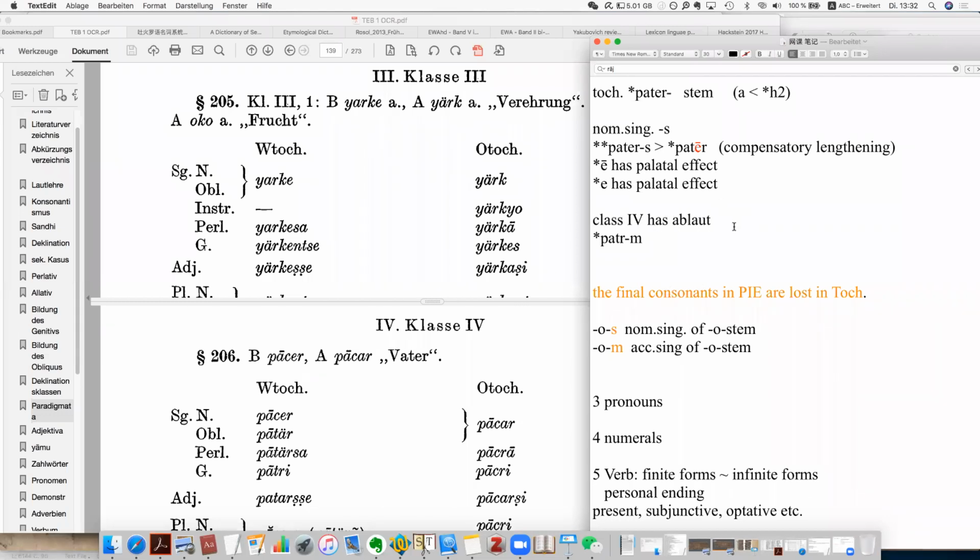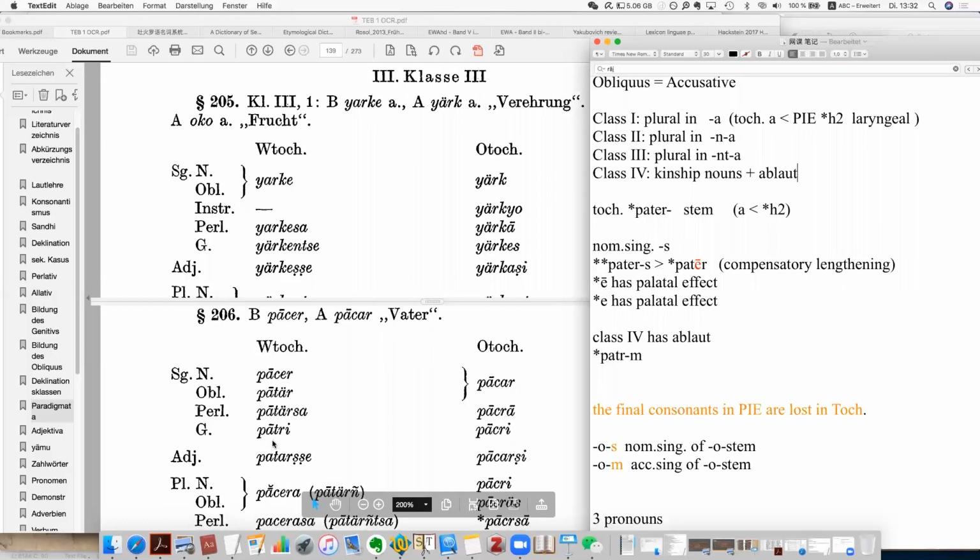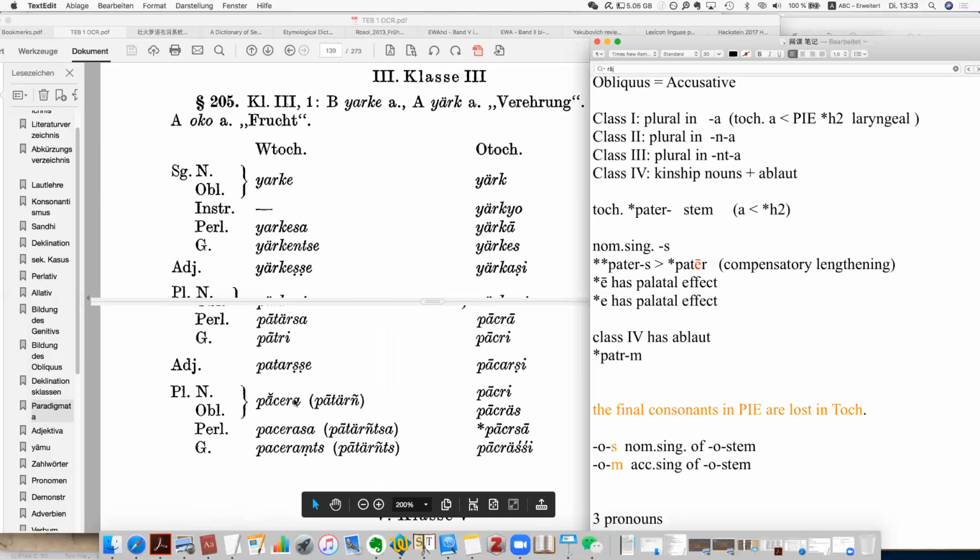So the reason is that class 4 has upload. So this is the key difference. This is the biggest difference. Class 1, 2, 3, there's no upload. But class 4, there's upload. So this is very important. And then the plural, you see, again, there's R here.